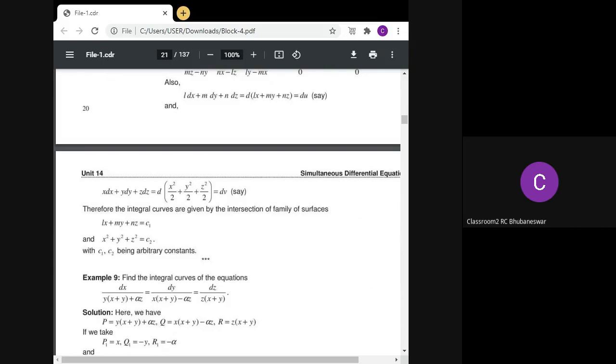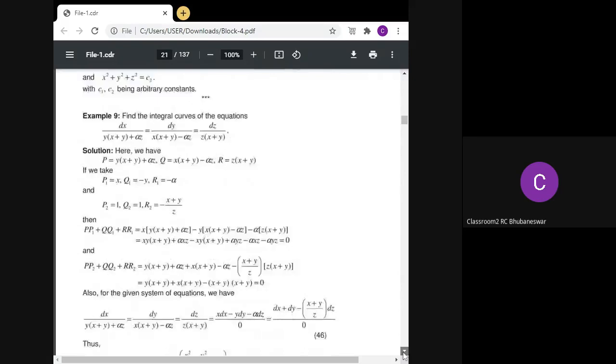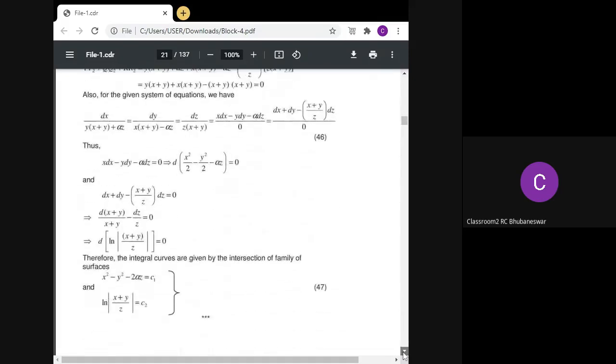But here we have to keep in mind that whenever you choose the multipliers P1, Q1, R1 and P2, Q2, R2, you have to choose these values in such a way that the condition must be satisfied. Otherwise, it is not possible to represent in total derivative form. And if we cannot represent in total derivative form, then it is not possible to find the solution of that kind of differential equation.